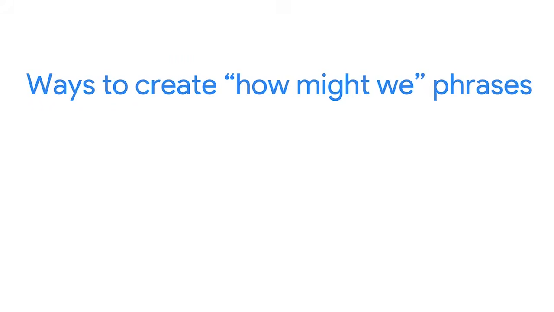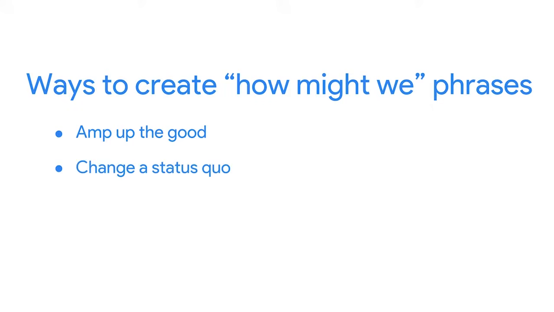Remember, during the ideation phase, we want to come up with a lot of ideas. So for this exercise, we want to come up with a lot of how might we questions and not just one. Coming up with how might we questions can be tricky though. To help, the design school at Stanford University outlines a bunch of ways to create how might we phrases. A few of them include amp up the good. For example, how might we make a library website the most exciting place to reserve books in advance? Change the status quo.